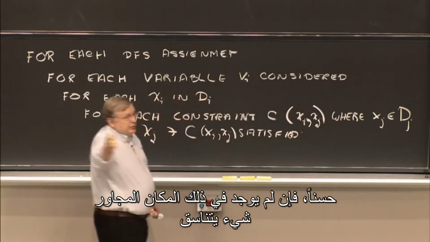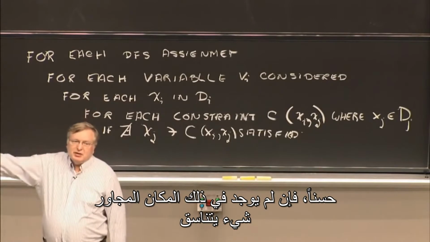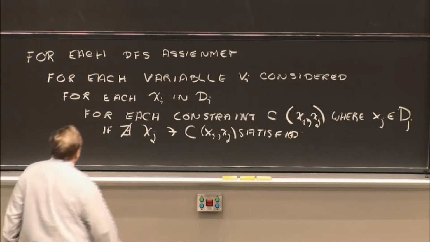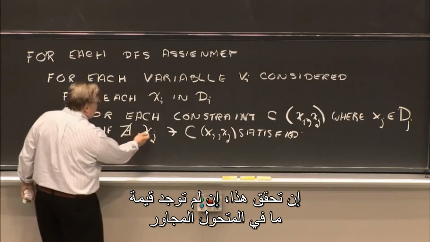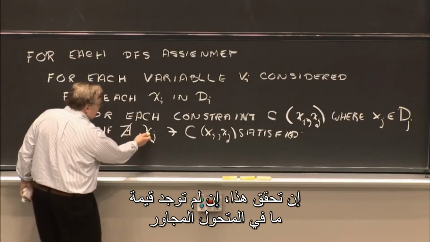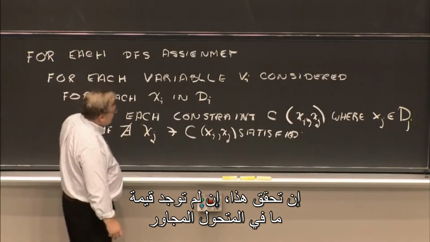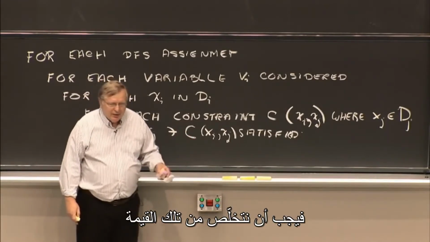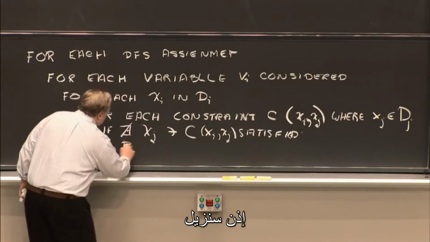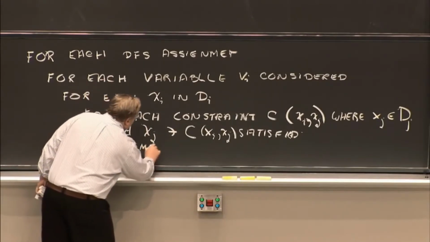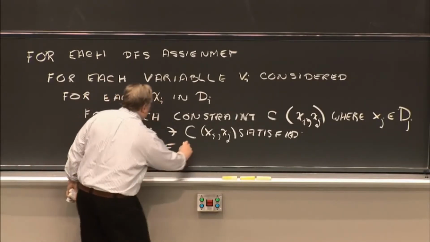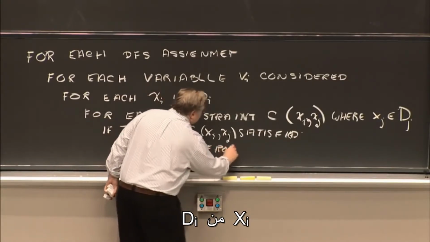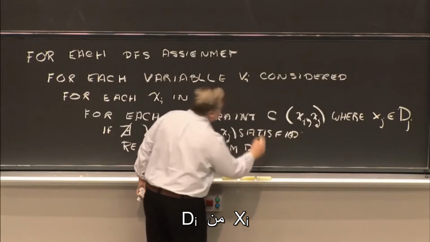well, if in that adjacent place there's nothing that is consistent with a value, then we got to get rid of it. If that's true, if there does not exist some value in an adjacent variable such that that constraint is satisfied, we're hosed. We got to get rid of that value. So we're going to remove x sub I from d sub I.